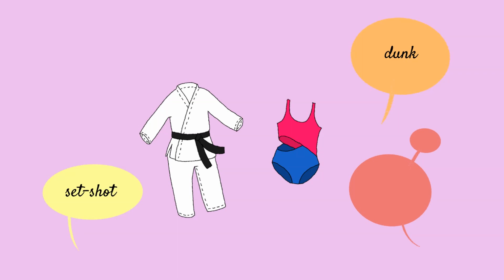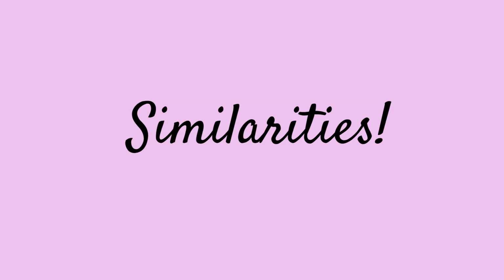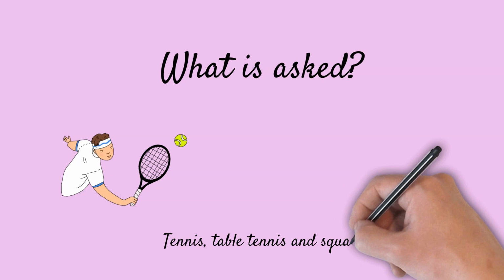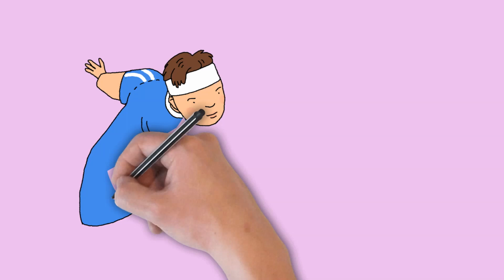However, sports have great similarities as well, especially when you consider what is asked of the child or athlete while practicing the sport. Take, for example, tennis, table tennis, and squash. These are three different sports that all include the same fundamental movement skill, hitting.